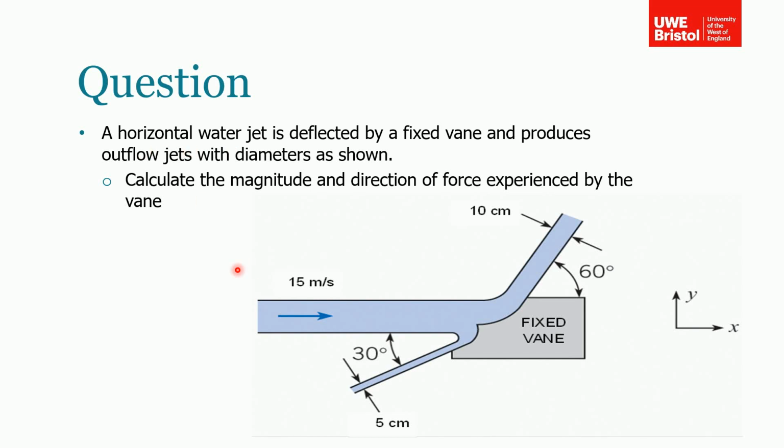In this question, we've got water which is deflected by a fixed vane and produces two outflow jets. The diameters of the jets and the angles of the jets relative to the plane are given. And we're also given the velocity of the inlet jet. So it's a bit more complicated than some of the other problems because we've got two outlets and one inlet, as opposed to just one inlet and one outlet.